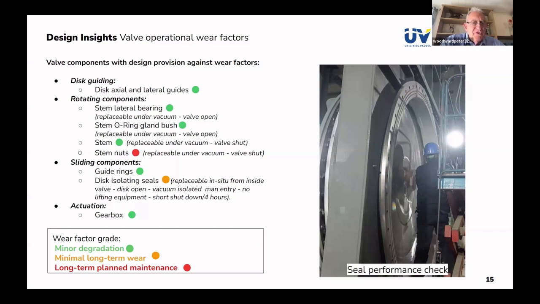with man entry, but you need to isolate the vacuum either side of the valve. But it's a short shutdown of maybe 4 hours to effect that seal replacement. We're talking very long term here, by the way. And then actuation, the gearbox itself, little or no maintenance required. And if we look at the wear factors, we tried to grade these at the bottom. You can see nearly everything is minor degradation, which really means nothing to worry about, not expected to be replaced, or we have the minimal long-term wear, which is about the actual seals themselves.